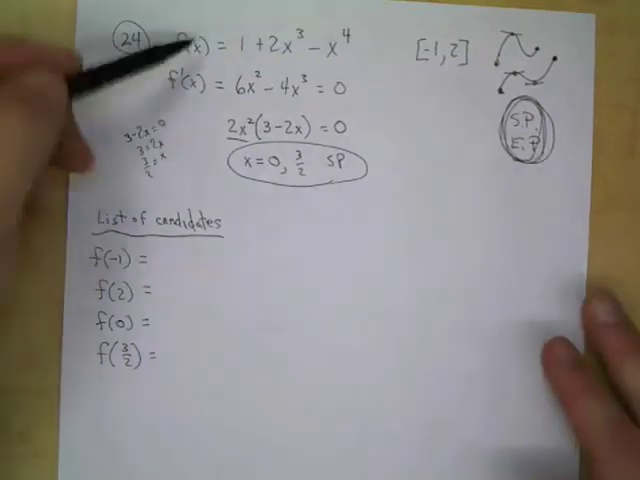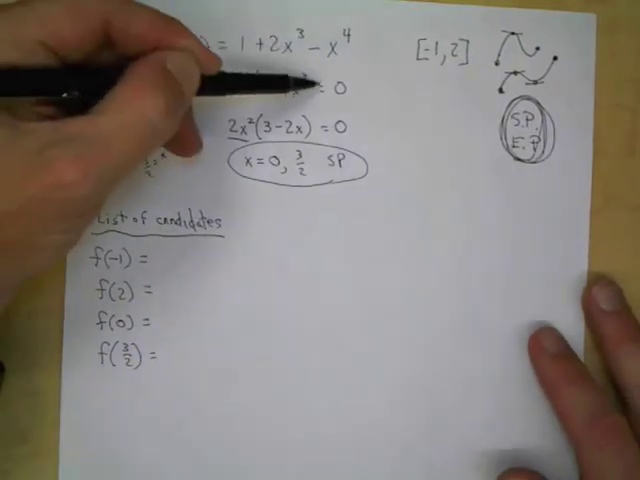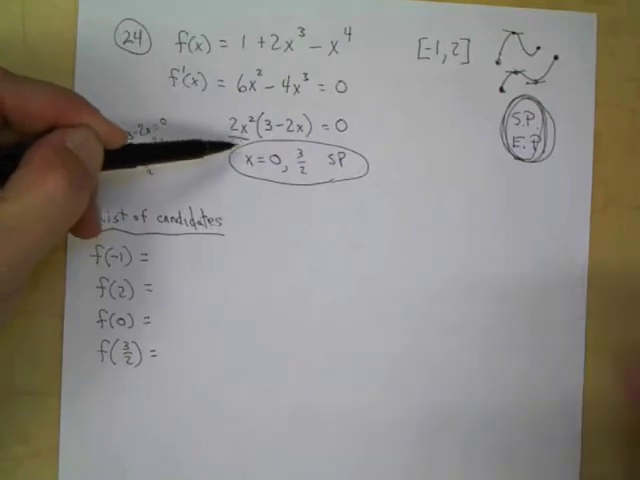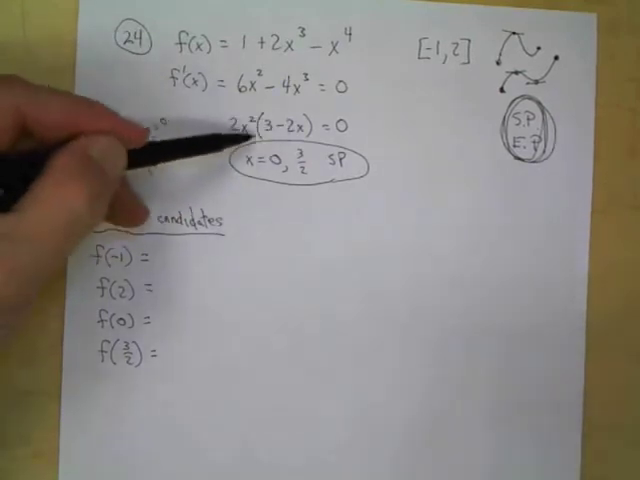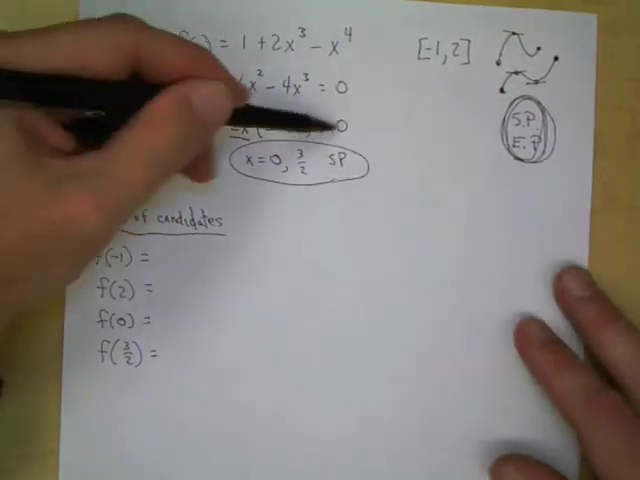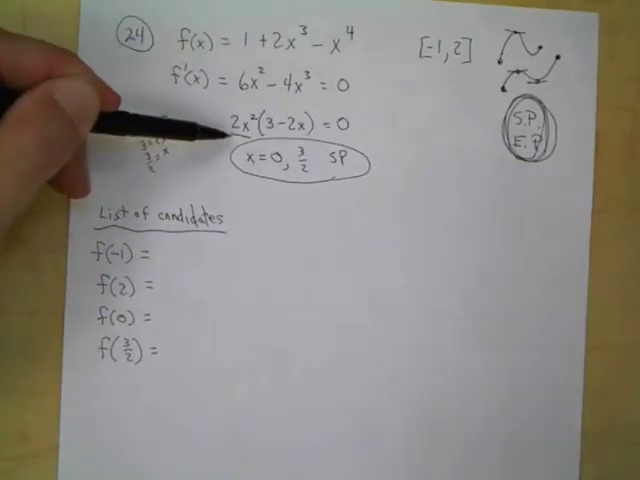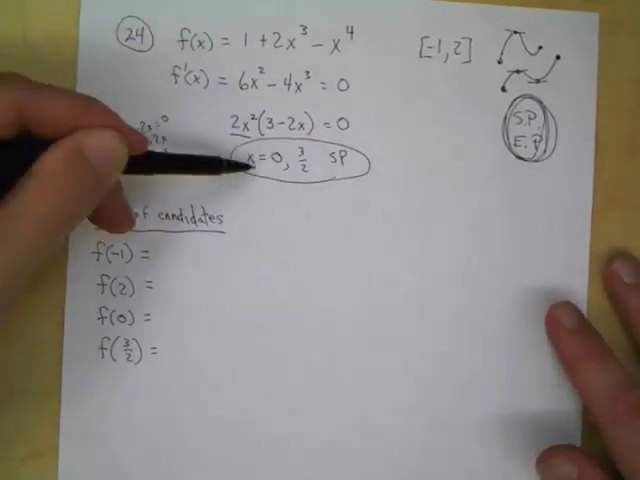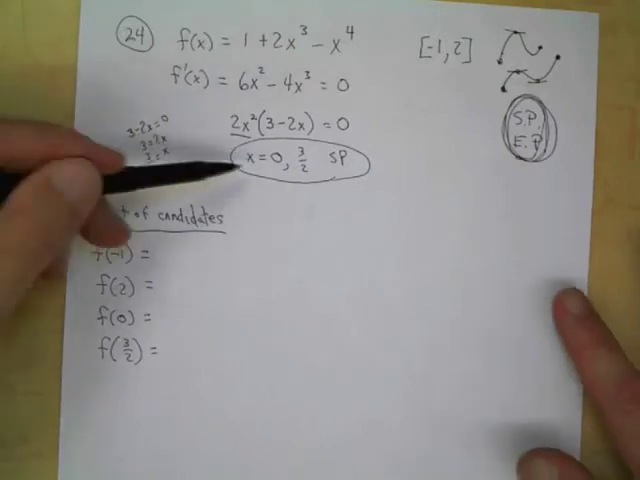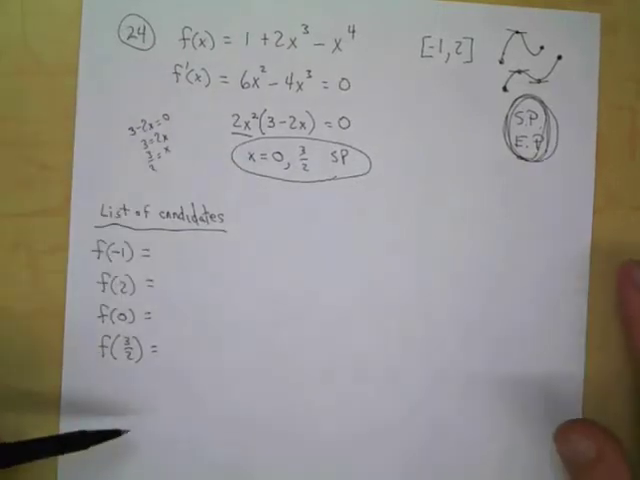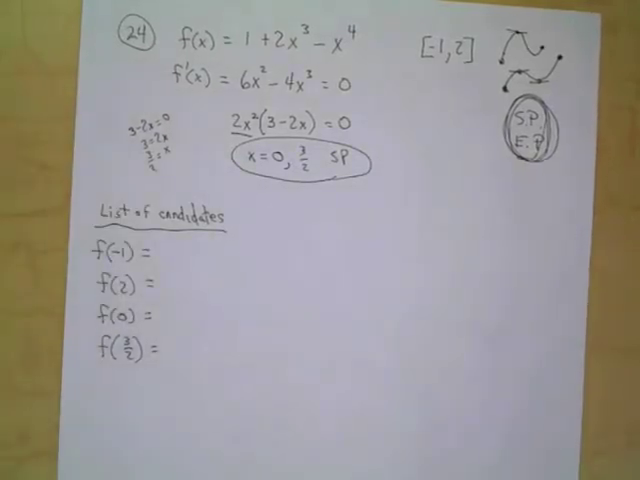If this was on the calculator part, you would have to have this derivative here. You'd have to have it set equal to 0. You wouldn't have had to factor it. We'll talk about this tomorrow. You could have let the calculator solve it for you. That would have been okay. So you could have maybe skipped this step. The calculator could have solved and gotten you the 0 and 3/2. But you have to still write down your list of candidates.